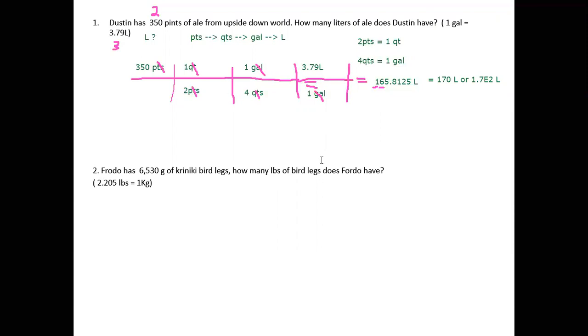Now looking at number 2, Frodo has 6,530 grams of Kreniki bird legs. How many pounds of bird legs does Frodo have? And so again, what are we looking for? We're looking for pounds of birds' legs. And Kreniki is a bird from Middle Earth. And so what are we going to do? Since we need pounds and our conversion factor is 1 kilogram is this many pounds, we need to get to kilograms in order to get the pounds. So we're going to start with grams, go to kilograms, go to pounds. In addition to the conversion factor we have, the other conversion factor we need is 1 kilogram is 1,000 grams.